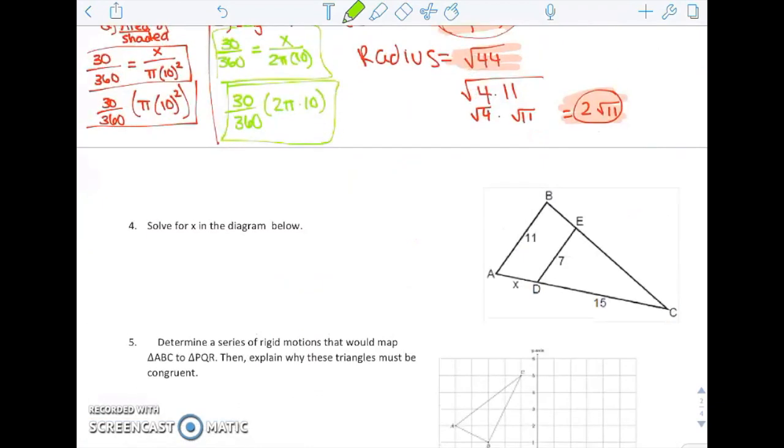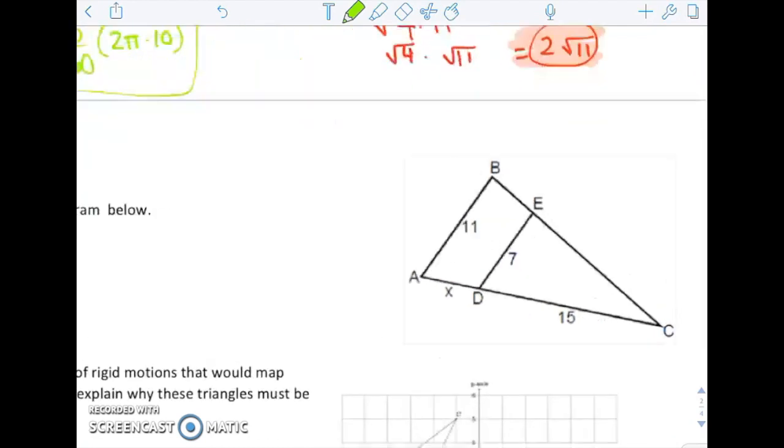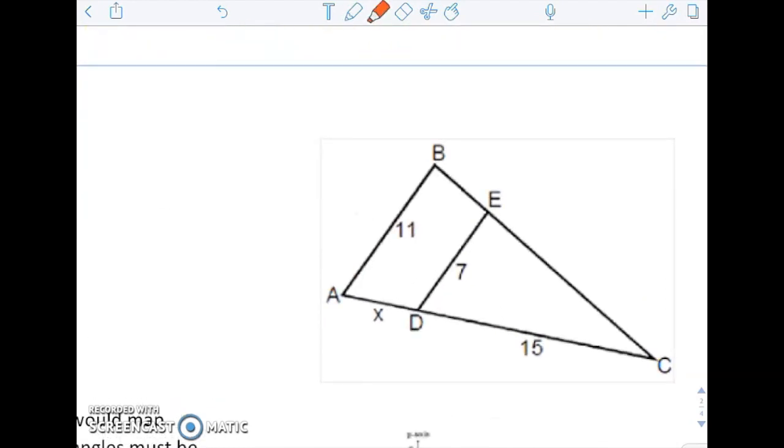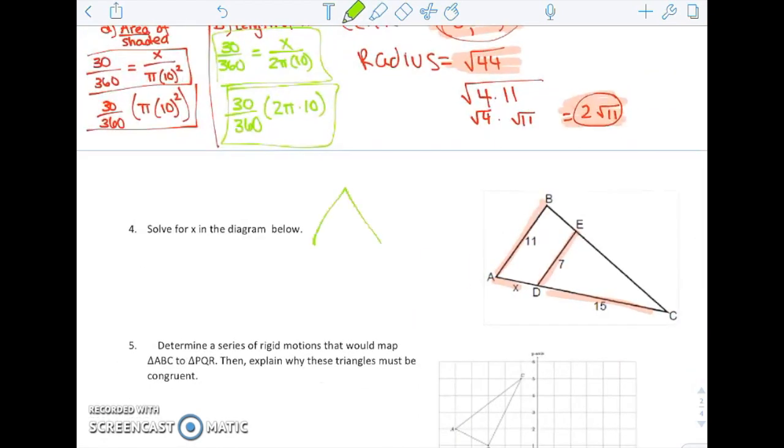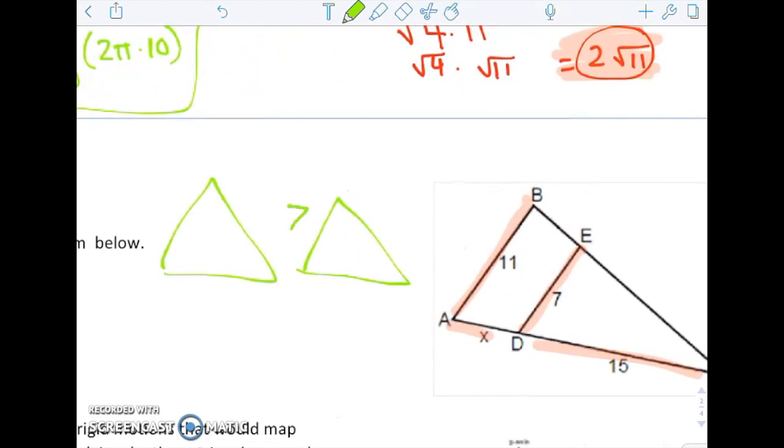All right, next one, and there's a ton in my similarity video about this. So solve for x. So the big thing I look at here is, yes, 15 and x just look like parts of sides, but 7 and 11 are whole sides. So I'm actually going to redraw this into two triangles. The little triangle is 7 and 15. That's pretty easy to tell. The big triangle is 11, and then this side is x plus 15, because those are both together.